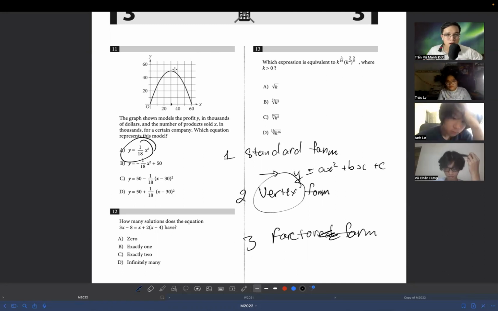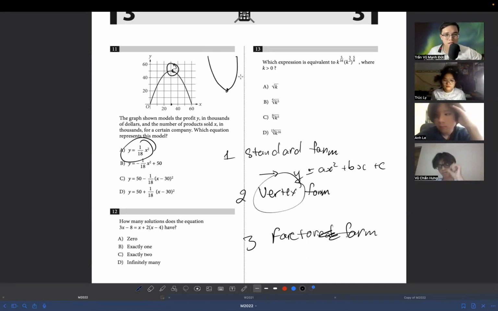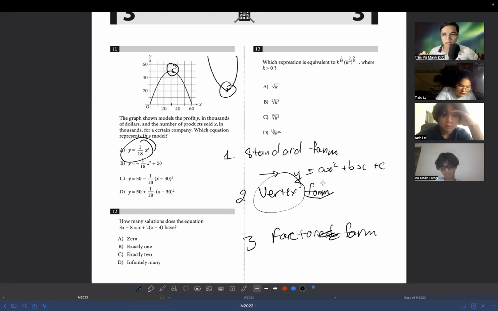The vertex is the highest or lowest point of a quadratic equation. This is a vertex and this is also a vertex. It is the most special point on a quadratic equation, the top or the bottom. And the vertex form will make the vertex clear.